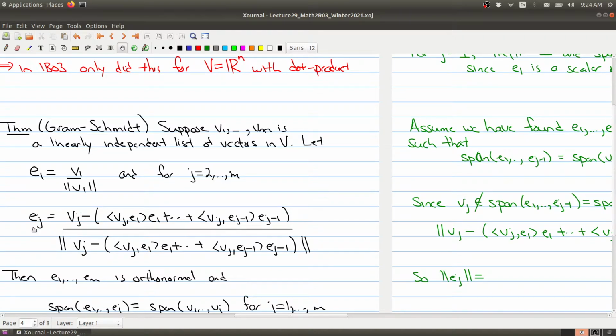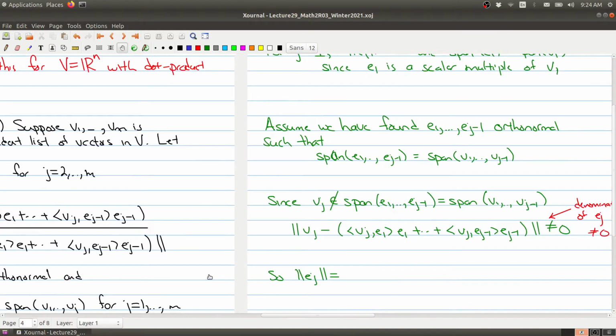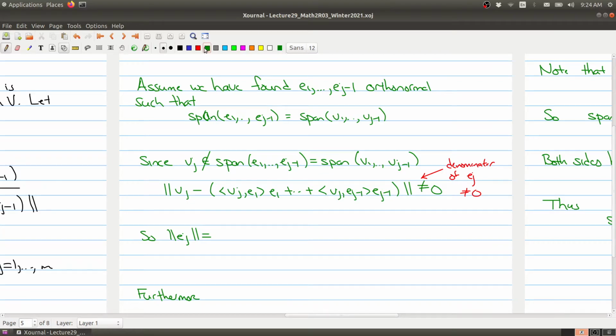The other thing we should see is that ej is defined by taking this vector and dividing it by its norm. Whenever you take a vector and divide it by its norm, you're making the resulting vector have norm 1. So this vector has to have norm 1, i.e. it has the correct norm.